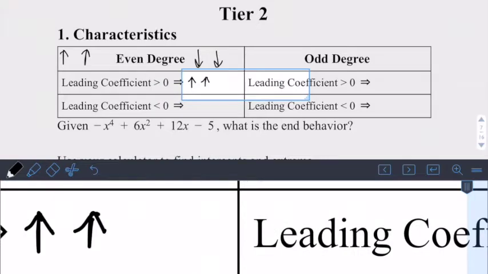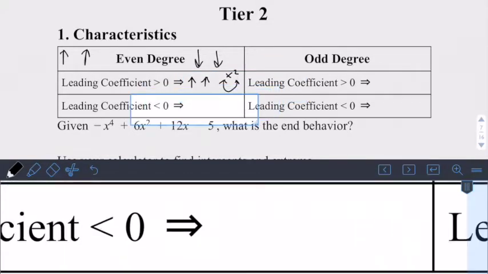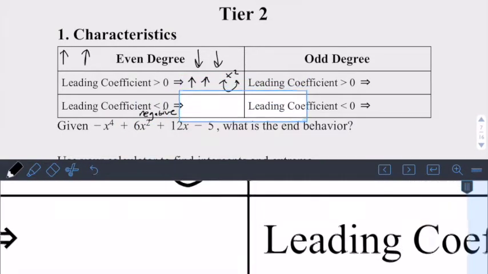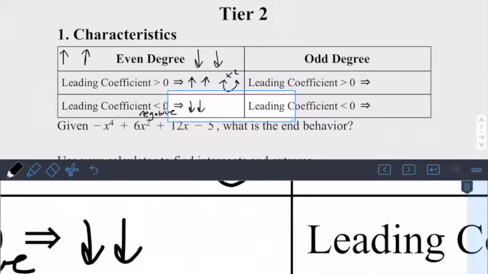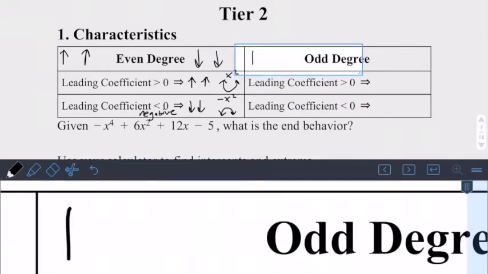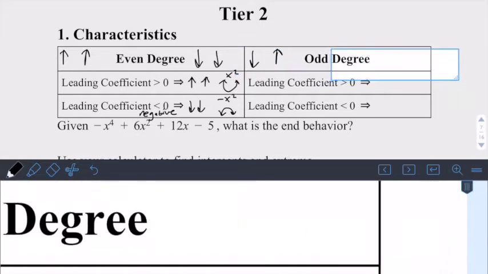When you think of x squared, remember that graph looked like this. That was positive. If we had a negative in front, aka the leading coefficient is negative, then it flips, right? So it would be going down, down, or you could think of negative x squared as an example, which looks like this. Remember, it flipped. If it's odd, we have the opposite ones. We either have down, up, or up, down for our end behavior.